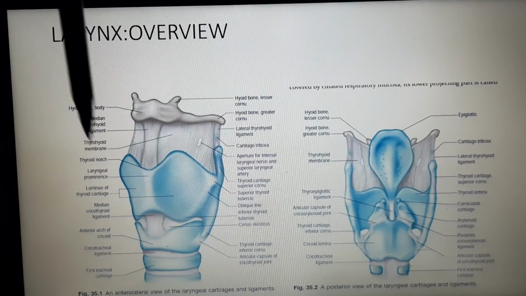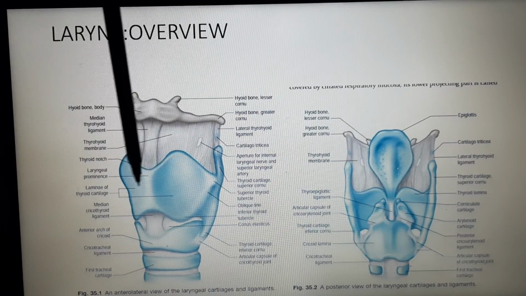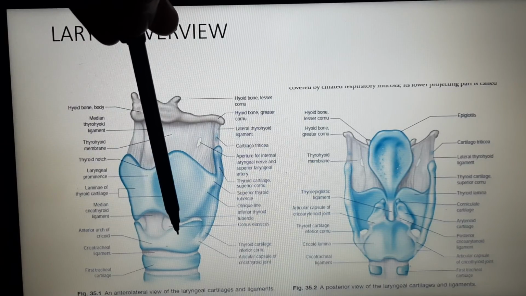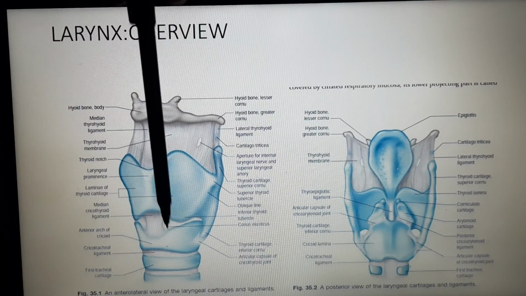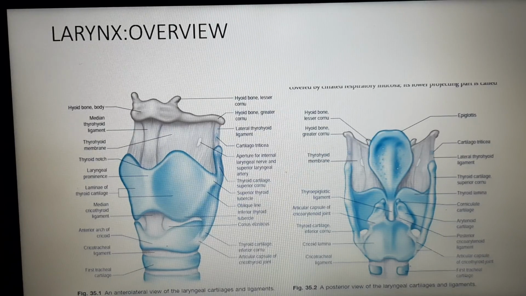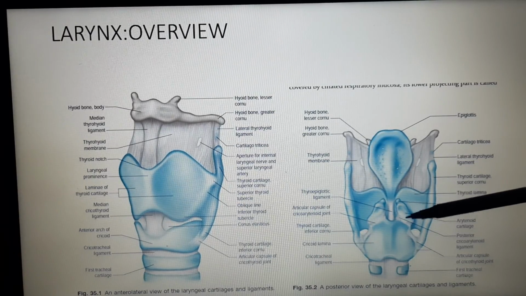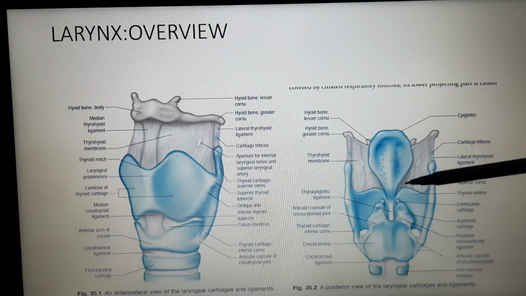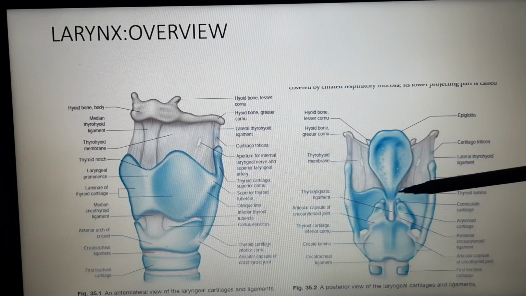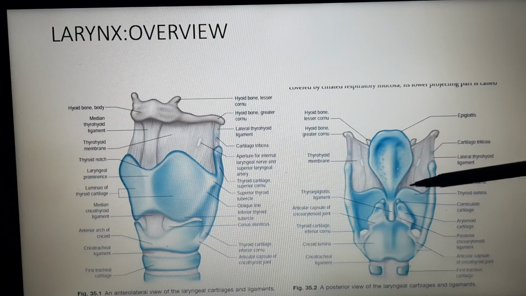So you can see this is the thyroid cartilage, this is the cricoid cartilage, and this is the epiglottis. These 3 cartilages are unpaired. And you can see here this is the arytenoid cartilage. These are paired cartilages. This is the corniculate cartilage. These are paired. Cuneiform cartilage is not shown here.